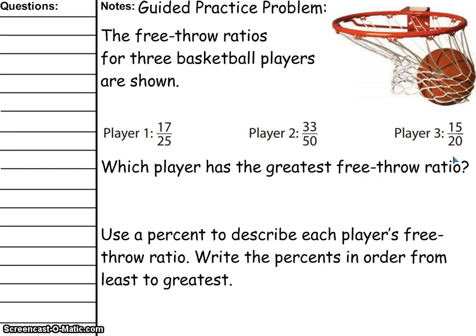Here we have a guided practice problem. The free throw ratios for 3 basketball players are shown. Player 1, 17 to 25. Player 2, 33 to 50. Player 3, 15 to 20. Which player has the greatest free throw ratio? That's pretty difficult to see just looking at their free throw ratios. So we're going to use models to help us figure out which player has the greatest free throw ratio. And when we create those models, then we'll be able to put our percents in order from least to greatest.